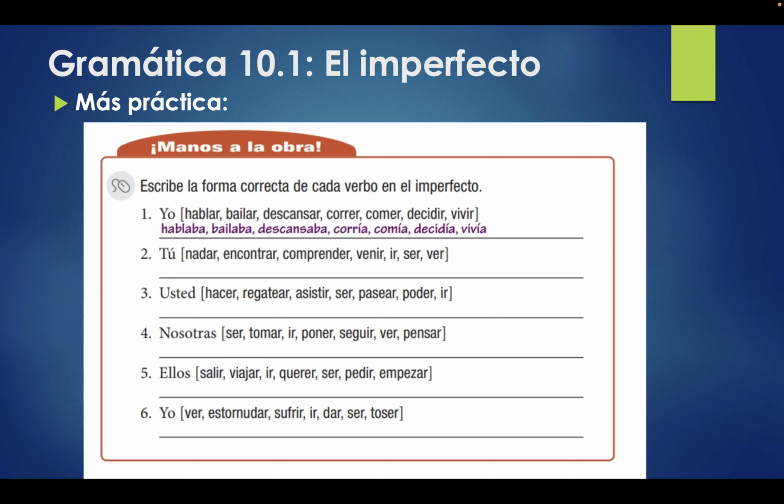So for example, if we were doing number 1, we would say hablaba, bailaba, descansaba, corría, comía, decidía, and vivía. So I want you to try it with número 2. We're given tú and all these various expressions. So take a moment, see if you can shout them out loud, and then I will project them up in a sec.